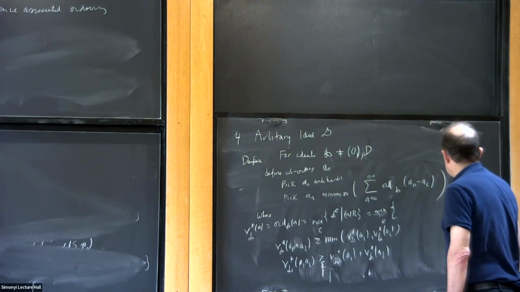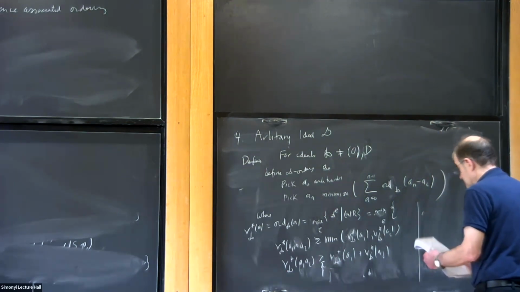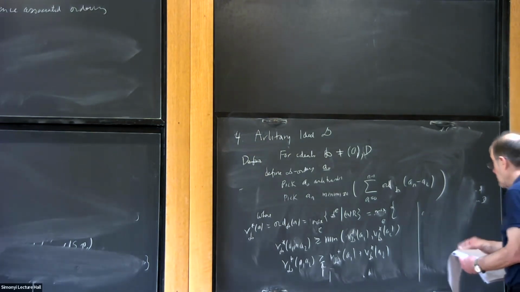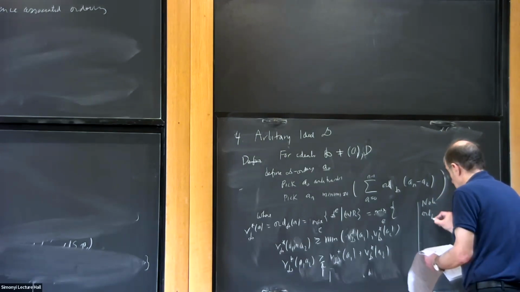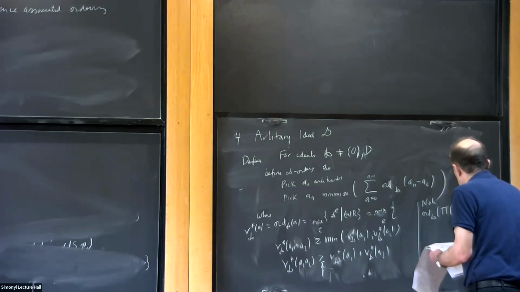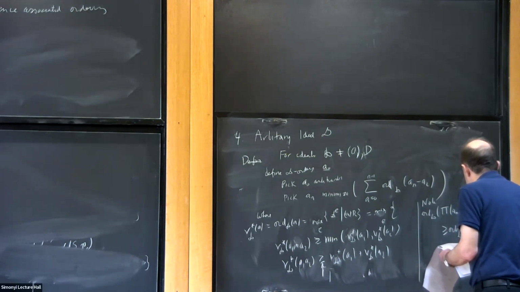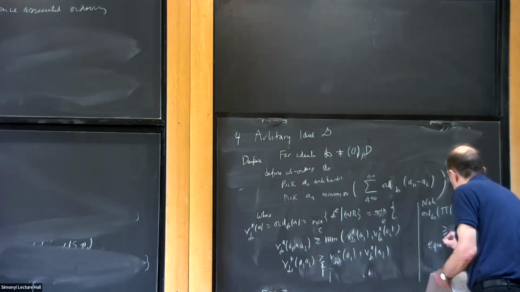So that boils down to the statement that you want to note that ord B of the product of the AN minus the AI is greater than or equal to ord B of the sum of the ord B's of the AN minus AI. And you have equality if it's a prime ideal.